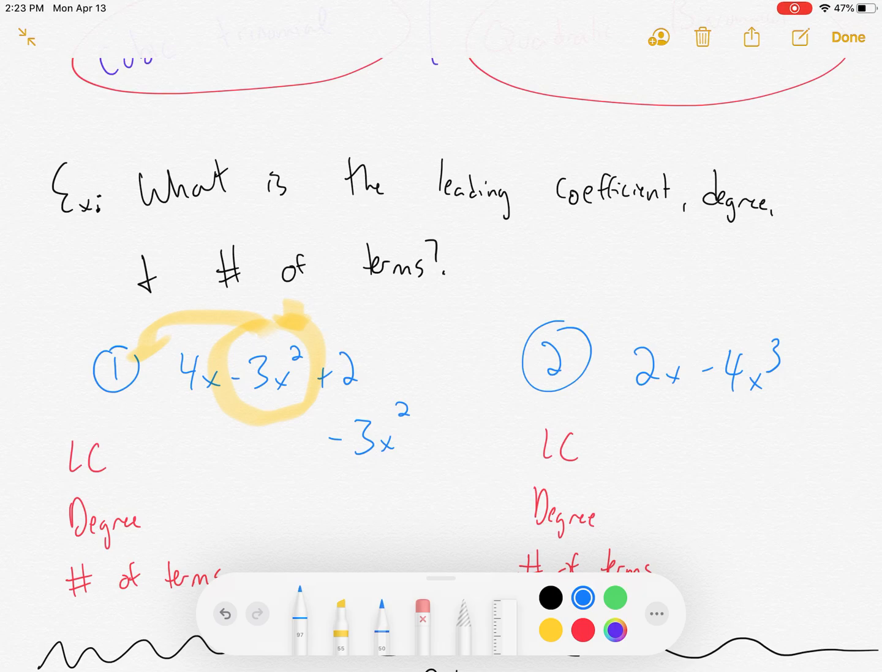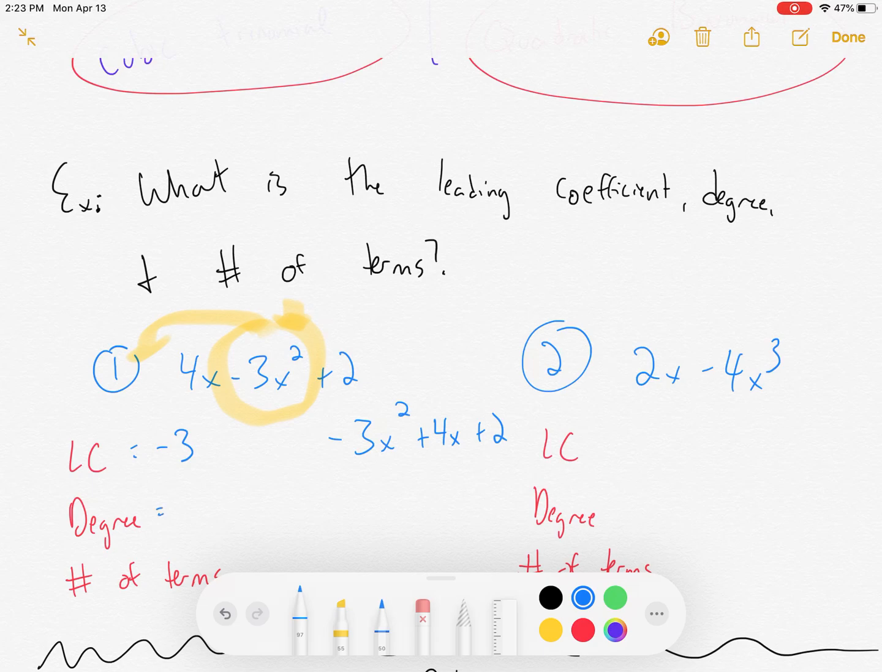What comes next? Well, it's a 4x. Is it a plus or a minus 4x? If there's no sign in front, it's a plus 4x. And then the plus 2 drops down. Again, this is in standard form because I have my highest exponent first, my next highest one second, and so forth. So then once I have it in standard form, the leading coefficient is just, hey, what's the number out front? My number out front is negative 3.